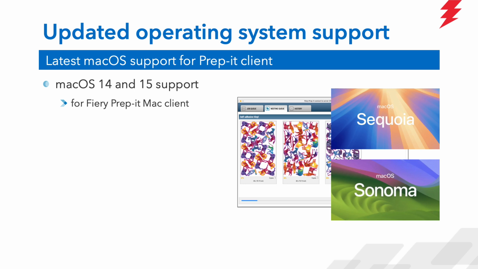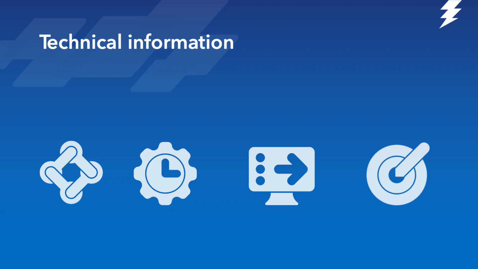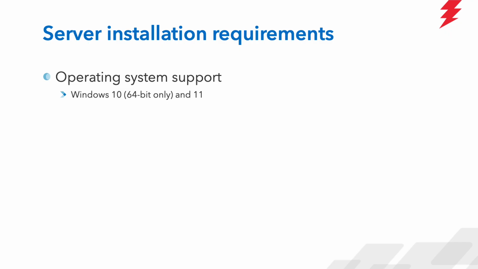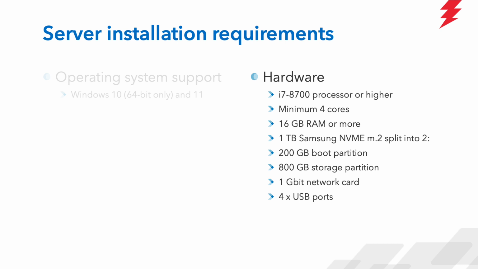The 6.3.2 version of Prep-It is now supported under Mac OS 14 Sonoma and OS 15 Sequoia, including support for version 15.4.1, released by Apple on April 16, 2024. Fiery Prep-It server version 6.3.2 can be installed on a Windows computer running either a 64-bit version of Windows 10 or under Windows 11. Shown here is a list of the minimum recommended hardware requirements for the computer that the server component is installed on.